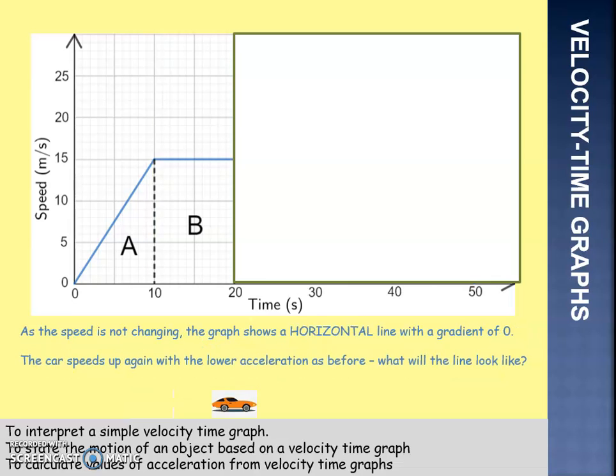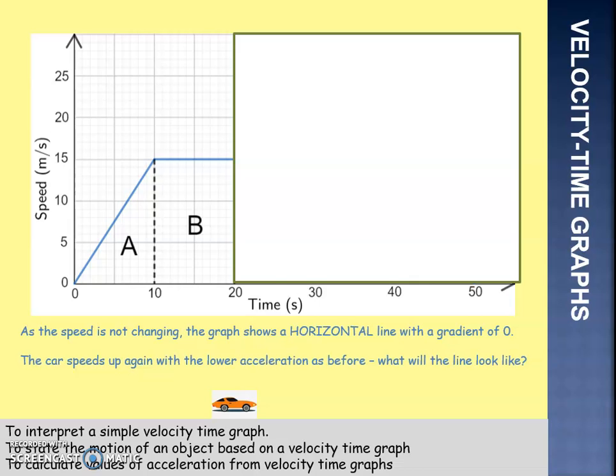Okay, so as the speed isn't changing, as it remains constant, then it will remain constant on the graph. So we'll show a horizontal line with a gradient of 0. On a speed time graph, positive gradient shows acceleration, horizontal gradient of 0 shows us travelling at a constant speed. The car then speeds up again with lower acceleration than before. What will the line look like?